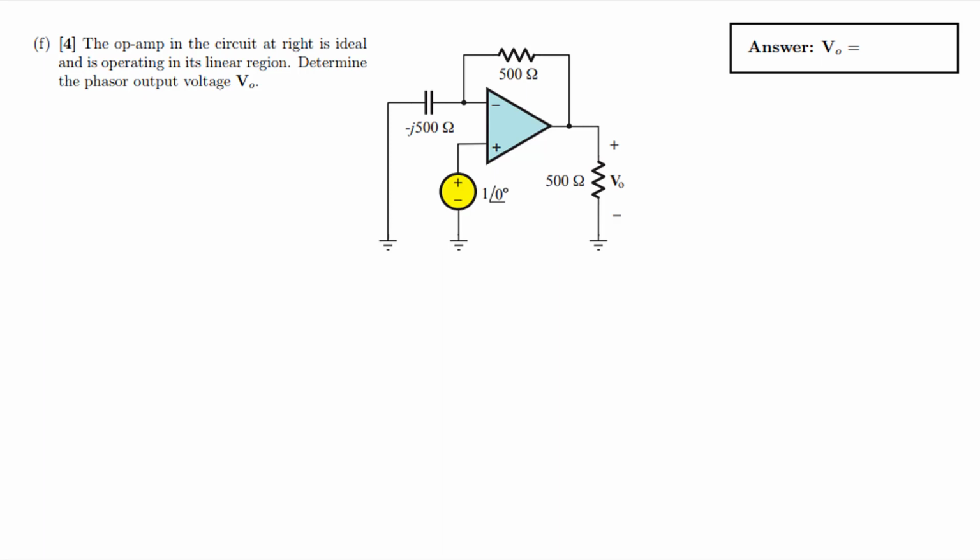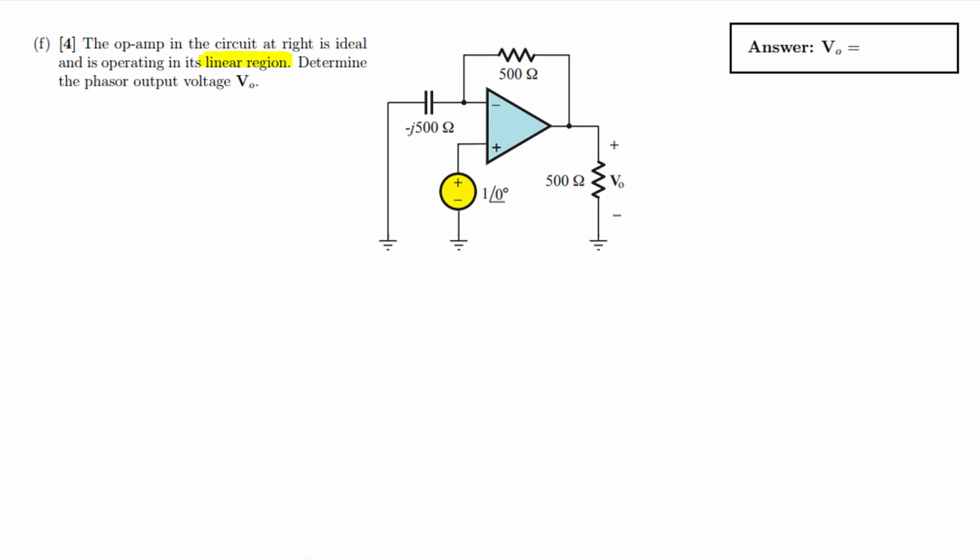This is question 1F, and this is a pretty tricky looking one. It's got an op-amp and AC and a capacitor, and we haven't really seen that before in our lectures. So let's see what's going on. Okay, the question says that the op-amp is ideal and operating in its linear region. So linear region, what does that mean?